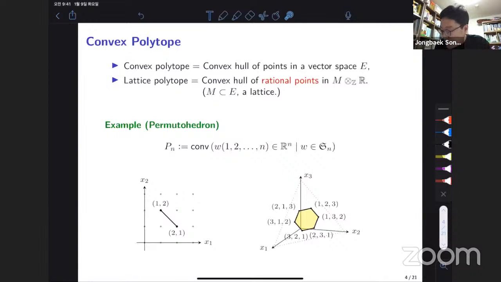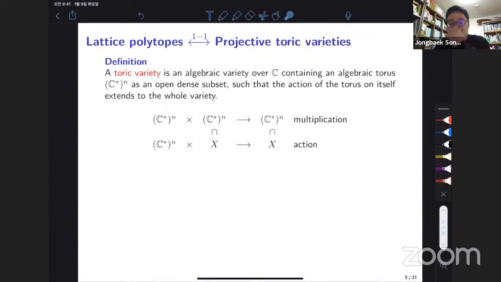When n is equal to 2, you only have 2 points, (1, 2) and (2, 1), which gives you a line segment. When n is equal to 3, you begin with (1, 2, 3) and have 6 vertices, which gives you a regular hexagon in some affine hyperplane in R^3. This is just a well-known definition. This is why I consider lattice polytopes: I'm looking at a projective toric variety from a lattice polytope.